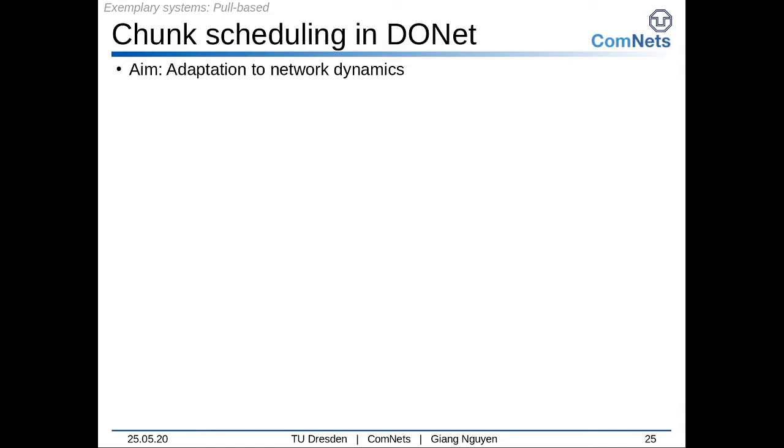So one important part of DONET is the scheduling algorithm. The goal is to adapt to the network dynamics. Why is that the case? Since the requests for video packets come pretty randomly from all the partners, and each peer has no control of that. What it has control of is how to respond to those requests.